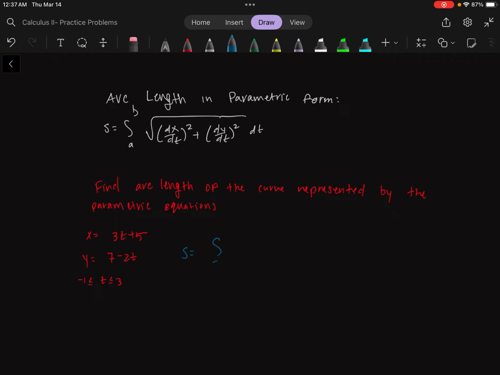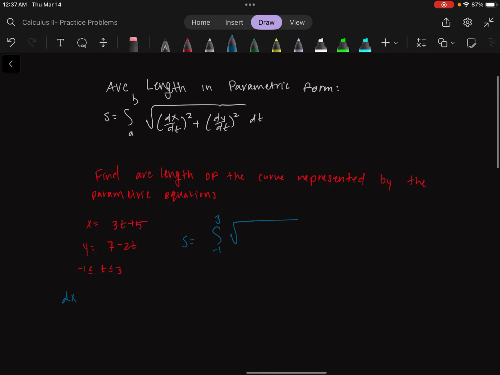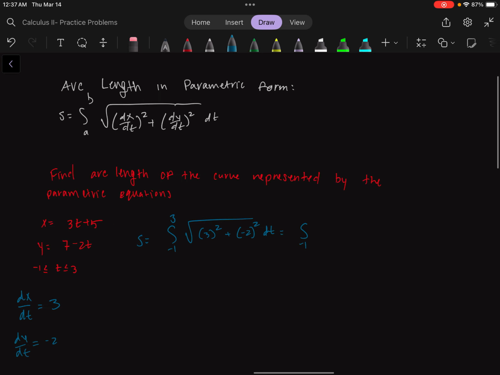Well, that tells me that the integral is from negative 1 to 3. Square root, what is dx/dt? dx/dt is just 3, and dy/dt is just negative 2. So we have 3 squared, this is dx/dt, and we also have negative 2 squared, this is dy/dt. We also have a dt. So this is the integral from negative 1 to 3 of the square root of 9 plus 4, or 13, dt.